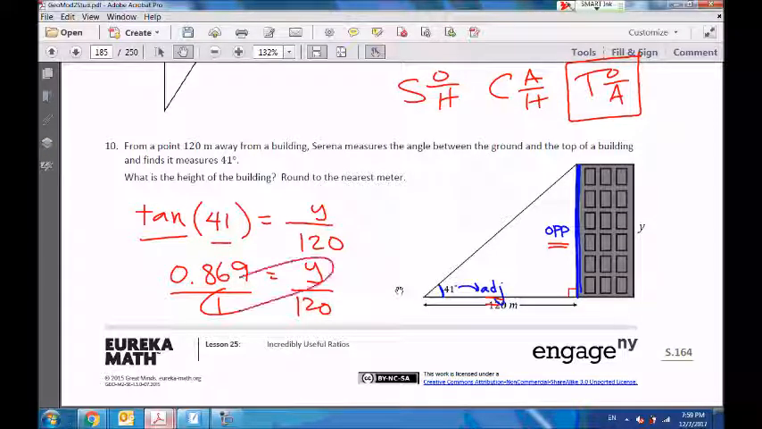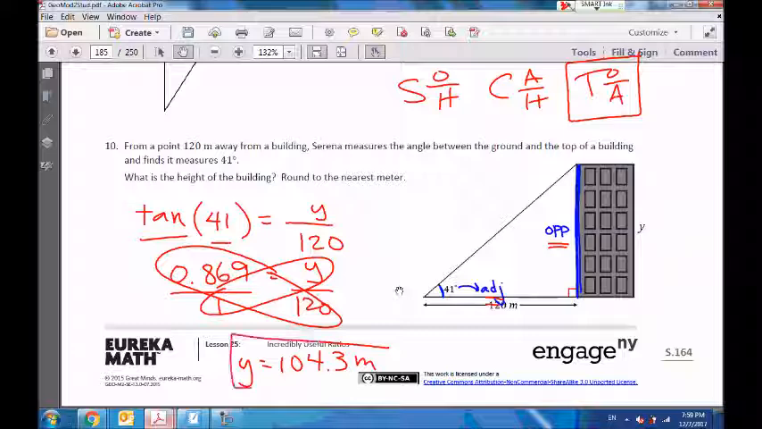So 1 times y is y, and 0.869 times 120 is equal to 104.3 meters. And that is the height of Serena's building using only the distance that she is standing from the building and the angle of 41 degrees.